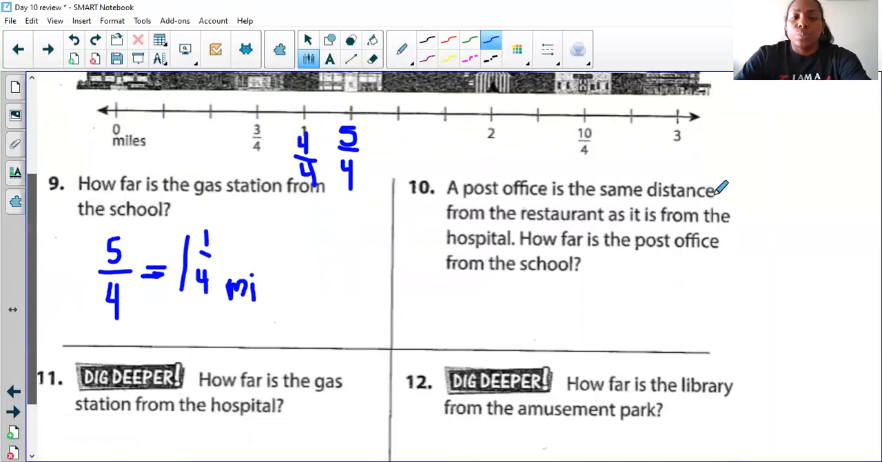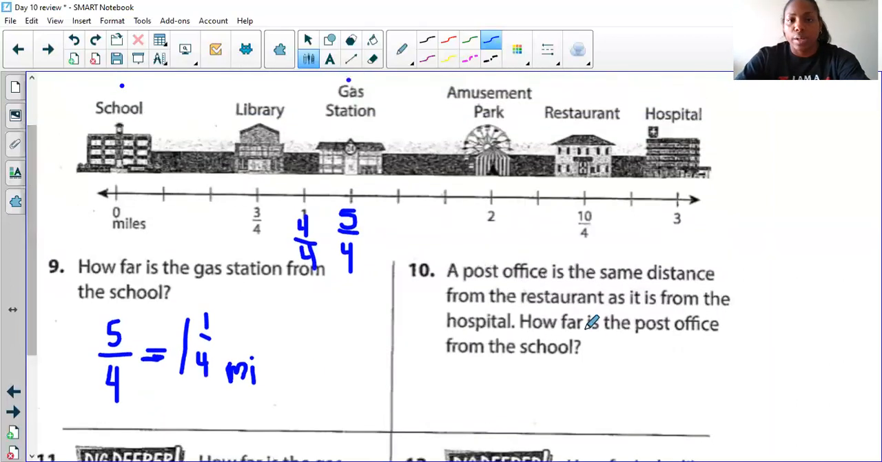So I want you to take a look right here. A post office is the same distance from the restaurant, there's a restaurant, as it is from the hospital. There's a hospital. So how far is the post office from the school? They're saying that the post office is the same distance that you would take from the restaurant to the hospital. So that also means how far is the post office from the school?